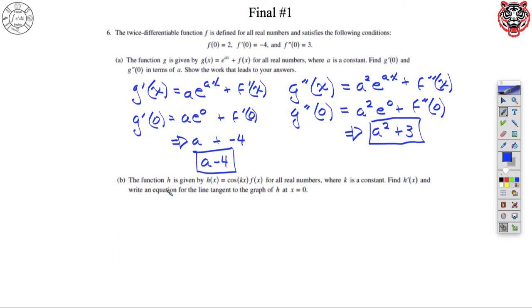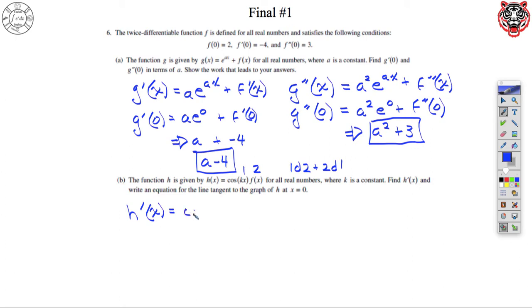And then to b, so we have this function h, and k is a constant, so it's not a variable. We need to find h prime of x, and then do some other stuff. Okay, so let's first start with h prime of x. How do we find that? Well, we have two functions: a cosine and an f of x. This is a product rule, so it's going to be 1 and 2. Our product rule again is 1 d2 plus 2 d1.